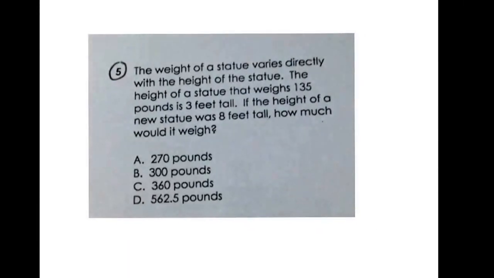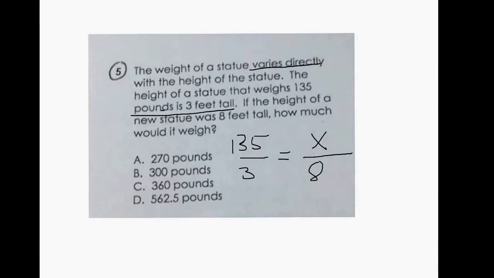The next one says the weight of a statue varies directly with the height of a statue. So there's that word again, varies directly. The statue weighs 135 pounds, and it's 3 feet tall. If the height of a new statue is 8 feet tall, how much is the weight? Okay, so we said that varies directly is the same as a proportion. So if it's 135 when it's 3 feet tall, what's it going to be for one that's 8 feet tall?